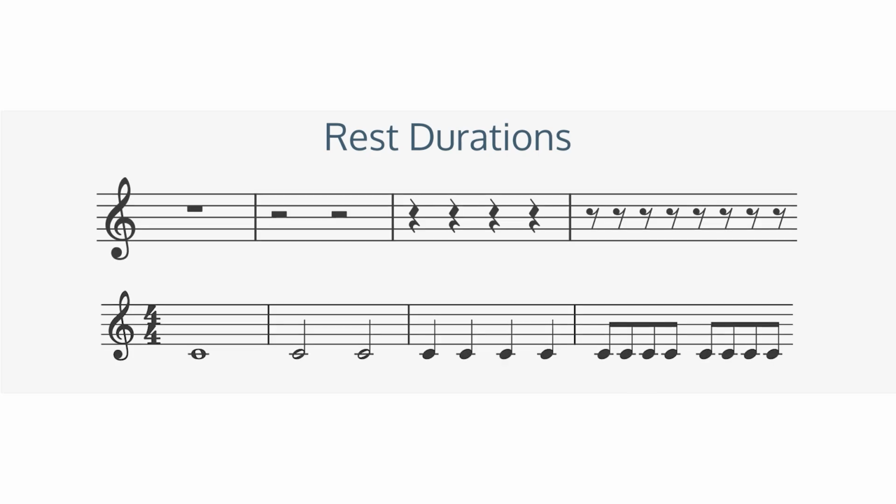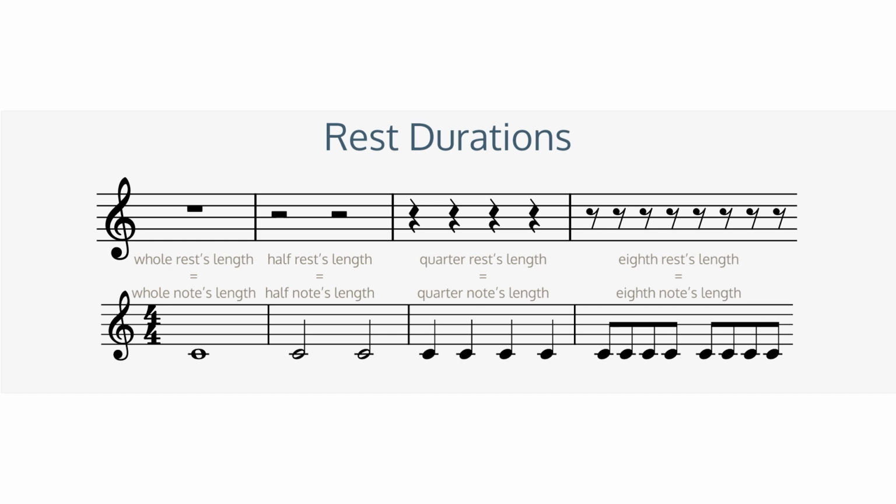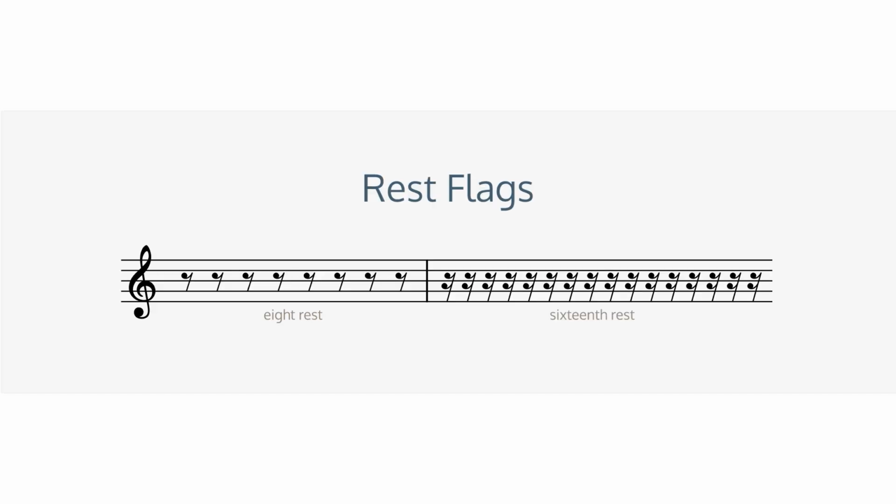The rest duration is the length of time silence is maintained in the music. The longest rest is the whole rest, which lasts as long as a whole note. As expected, the half rest lasts half as long as a whole rest. The quarter rest lasts a quarter of the duration of a whole rest, and so on. The 8th rest corresponds to an 8th note, the 16th rest to a 16th note, and so on. The 8th rest has 1 flag, the 16th rest has 2 flags, and so on.